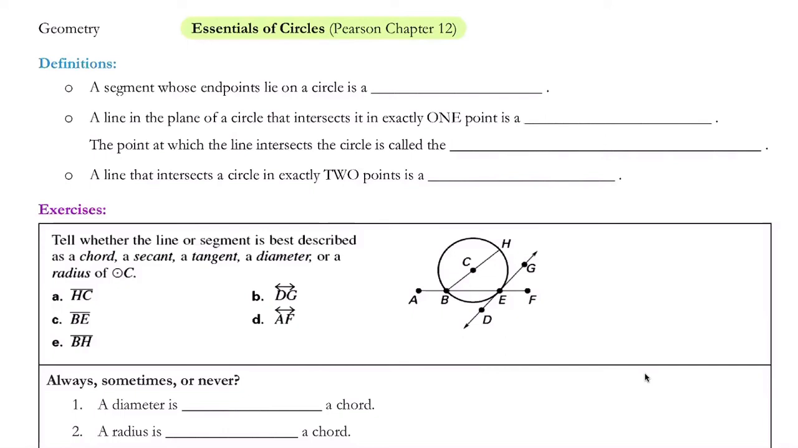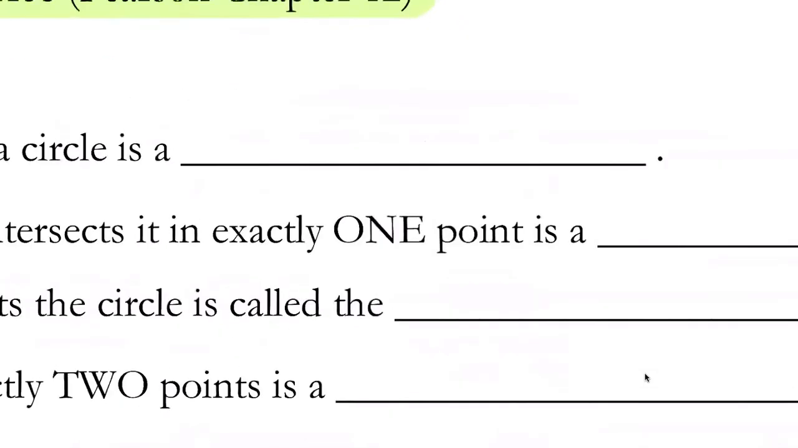The next few lessons will cover information regarding circles. So we've taken the material from chapter 12 and whittled it down to what we think are the most important ideas. So first of all, some definitions. A segment whose endpoints lie on a circle. The endpoints lie on the circle. It's called a chord.